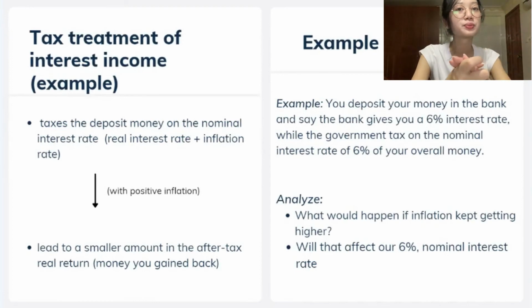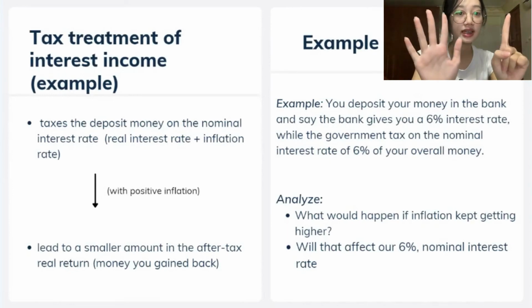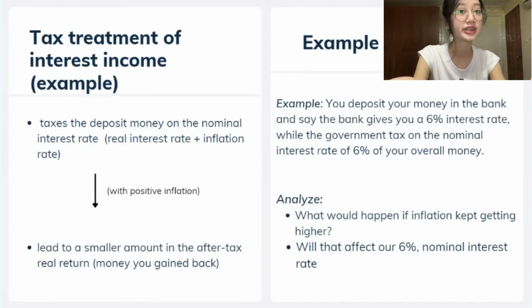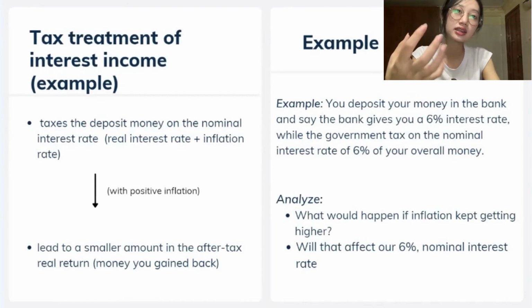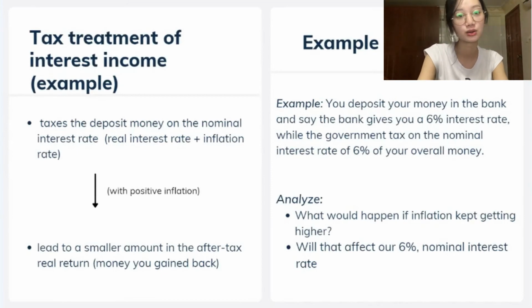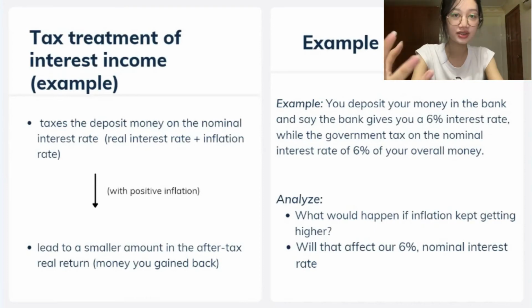Okay, assume that you put your money in the bank and the bank gives you 6% interest per year. And the government is going to tax the nominal interest rate on that 6% of your overall money. Now think of the inflation again. Inflation could either be rising or falling from one year to another, right? And what if inflation keeps getting higher? Will that also affect our 6% interest rate? Okay, so the answer is yes.